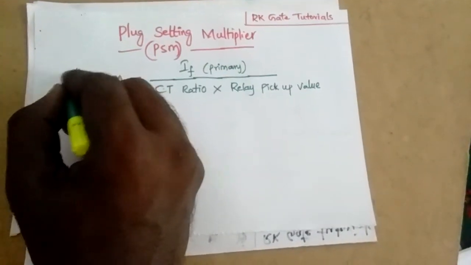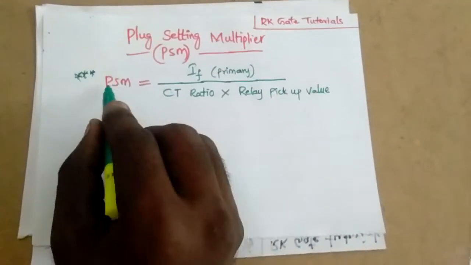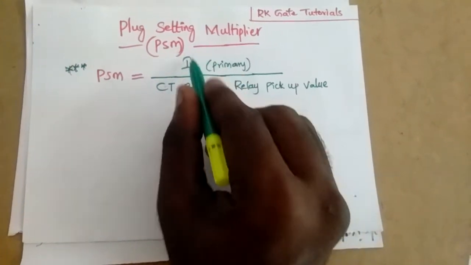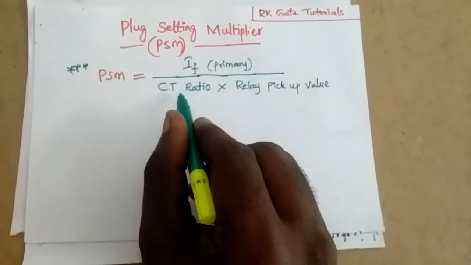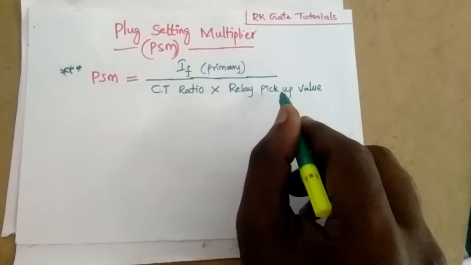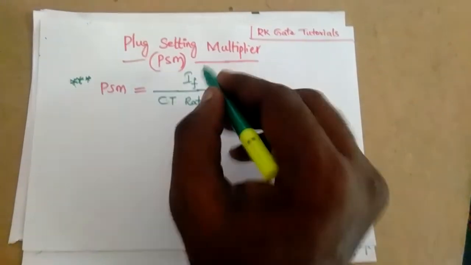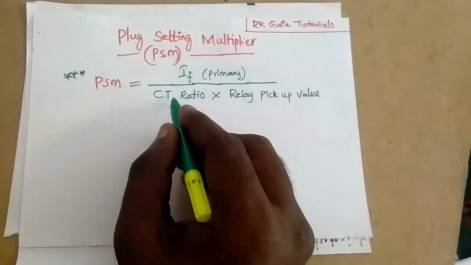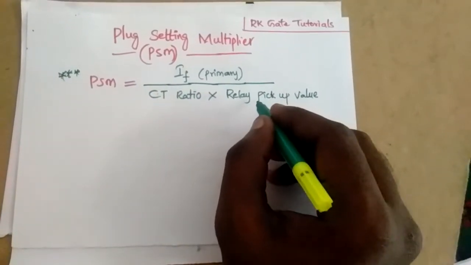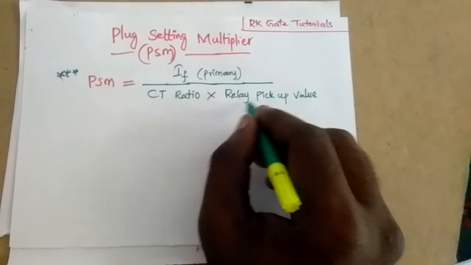So what is plug setting multiplier? Plug setting multiplier is the ratio of fault current on primary to the product of CT ratio and relay pickup value. So this will be given, of course, and the CT ratio will also be given, and we have to think about the relay pickup value.